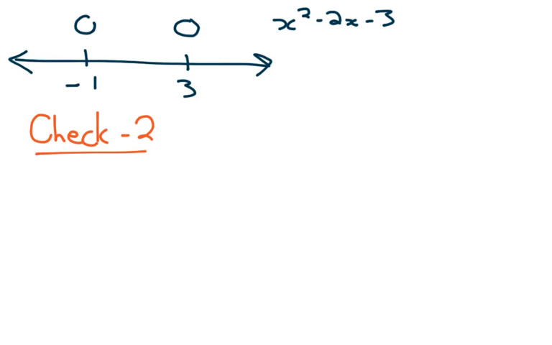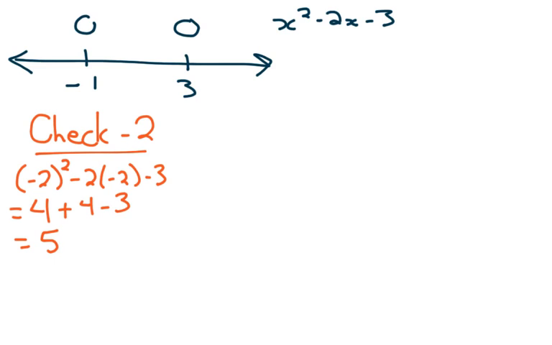So to check -2 or any number on that side, we take it, we plug it into the original expression, and we see what it works out to. So -2 squared is 4. -2 times -2 would be +4 and -3. That works out to 5. Now 5 is a positive number, so anywhere in that region, that function will be positive.